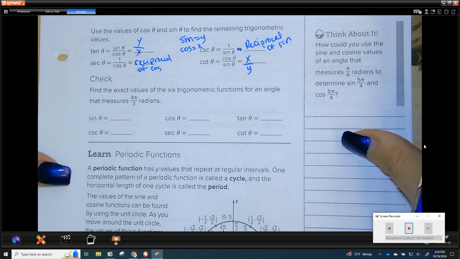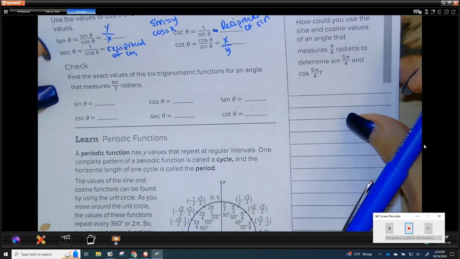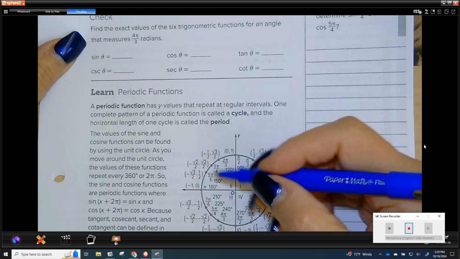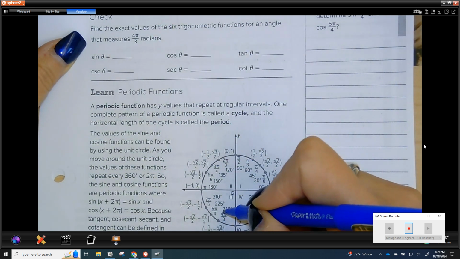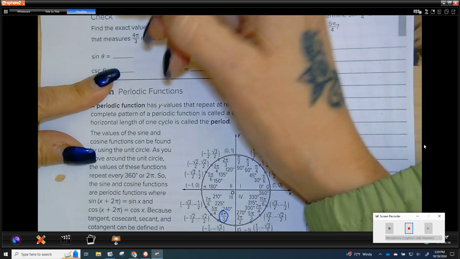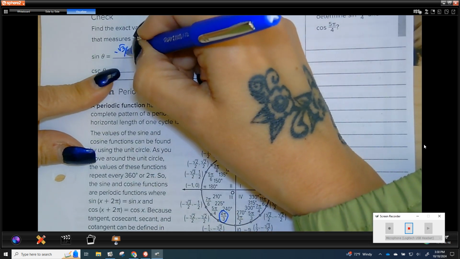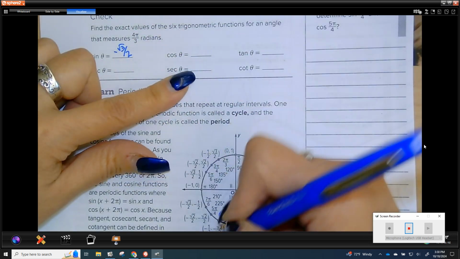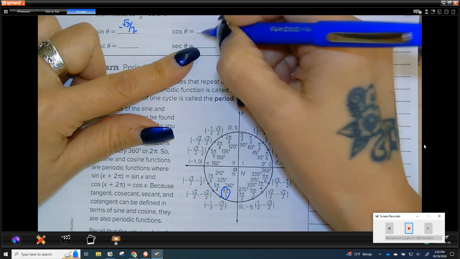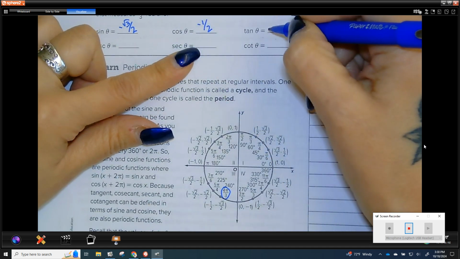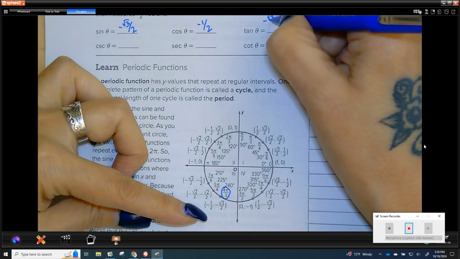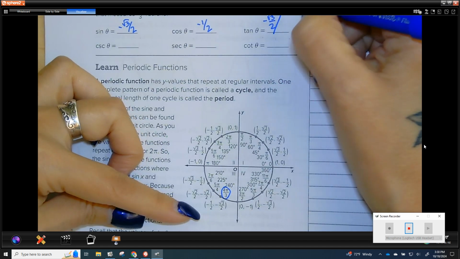All right, find the exact measures of 4 pi over 3. Here is a circle over here. 4 pi over 3 is right here. So sine is your y value, negative square root of 3 over 2. Cosine is your x value, so I'm looking down here. Cosine is your x value, negative 1/2. Tangent is y over x, so negative square root of 3 over 2 divided by negative 1/2.